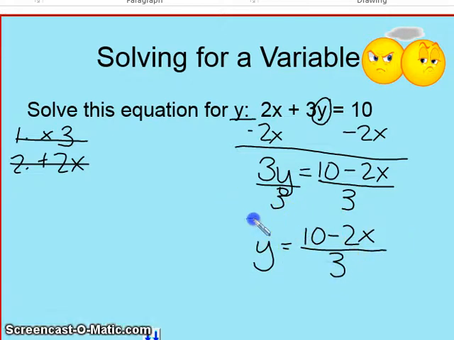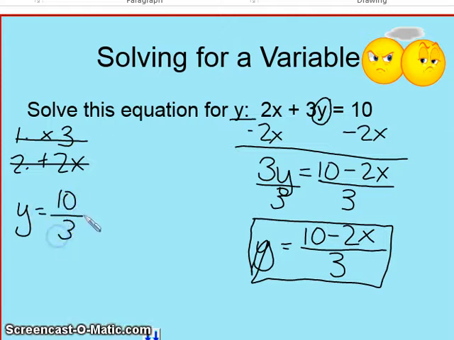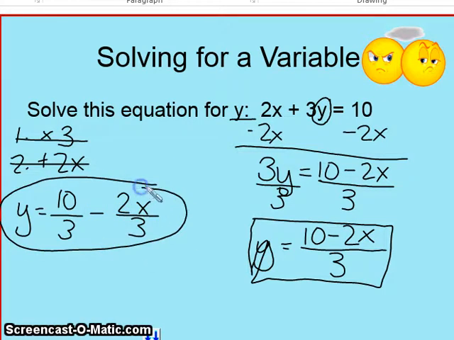That's one possible solution. If I were to plug this into my original equation for y, I would get a true statement. However, I can simplify it just a little bit further. See how I've got this whole expression divided by 3? That means that I have 10 divided by 3 minus 2x divided by 3. So I can also say that y equals 10 divided by 3 minus, because that's my sign right here, 2x divided by 3. And then if I had any fractions that I could reduce, I would reduce those at this point. This is another solution for y.